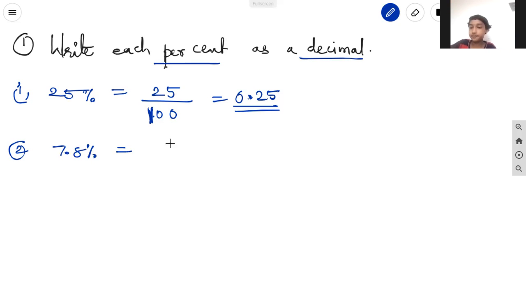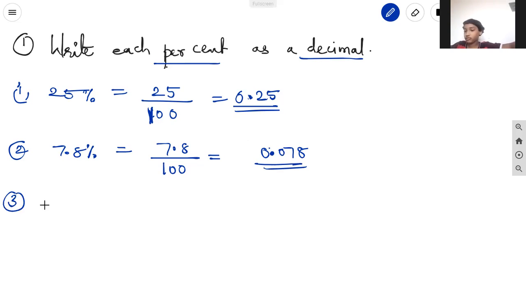Second question, 7.8%. That is nothing but 7.8 per 100. Percent means per 100. Per 100 means the decimal point is moving to the left side, 2 digits. That is 0.078.